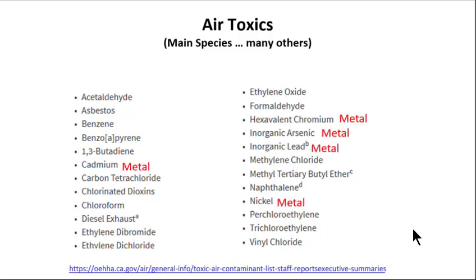A second group of air toxics is metals. For example, cadmium, hexavalent chromium, arsenic, lead, and nickel. These are among the fine particulate class, but specific to species that consist chemically of metals. Of these, hexavalent chromium, or chromium in the 6th rather than the more common 3rd valence stage, is especially harmful.